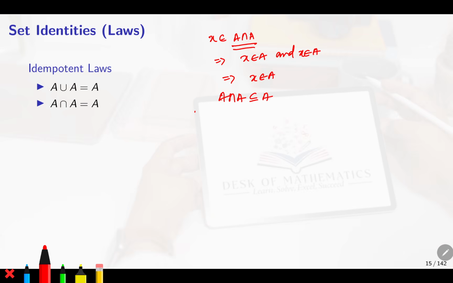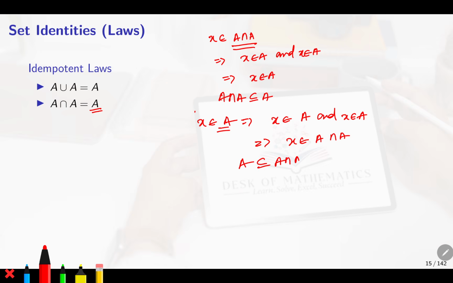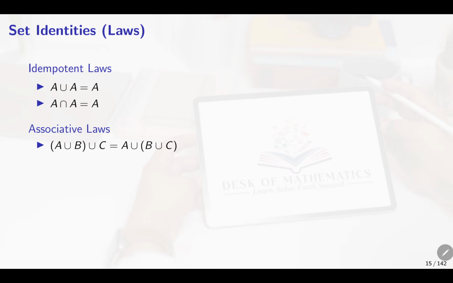Similarly, now conversely, let X be from A. So it means that X is from A and X is from A. So X is from A intersection A. So this A is a subset of A intersection A. So from this and this property, A is equal to A intersection A. This property is called the set identity.